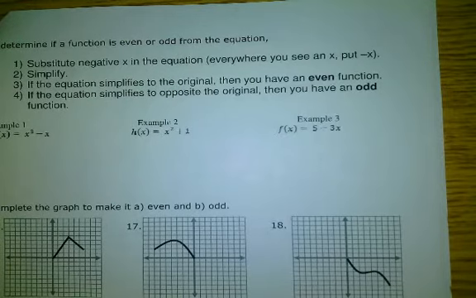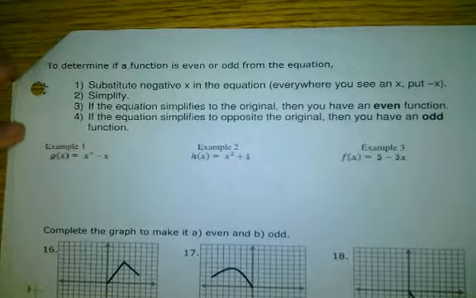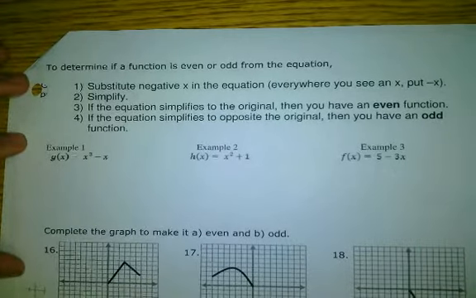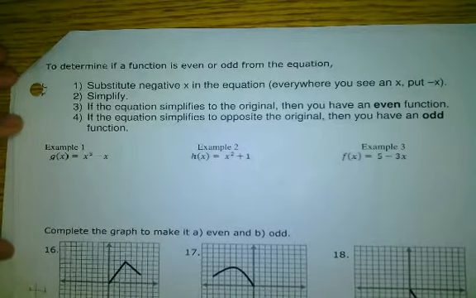First of all, you're going to be given a function like the 3 examples that I gave you here. And all I'm going to say is determine whether the function is even, odd, or neither. These are the steps that you're going to follow. Step number 1. Substitute negative x in the equation. Everywhere you see an x, put a negative x. Here's what I mean by that.